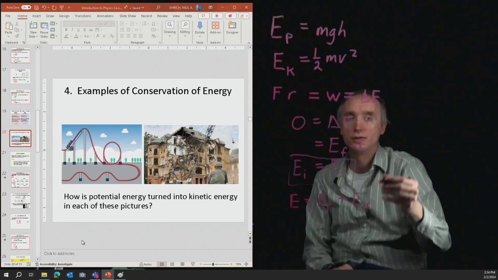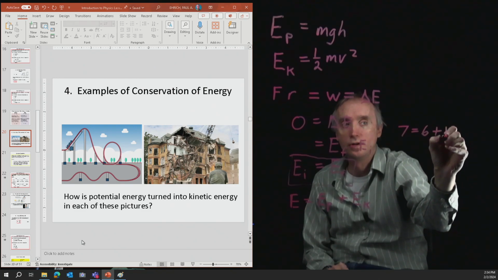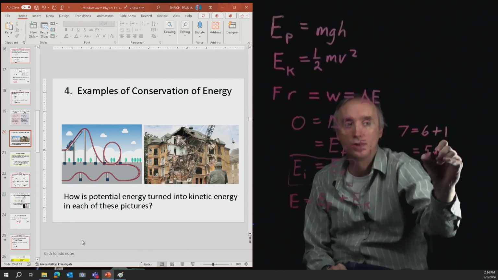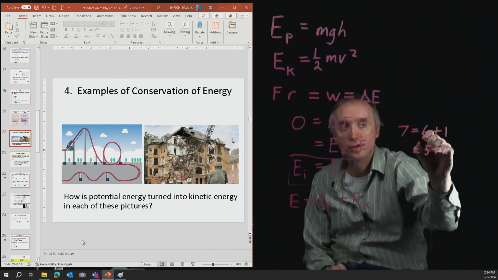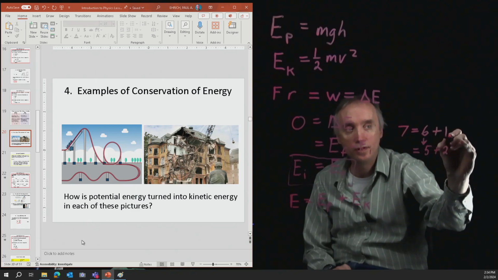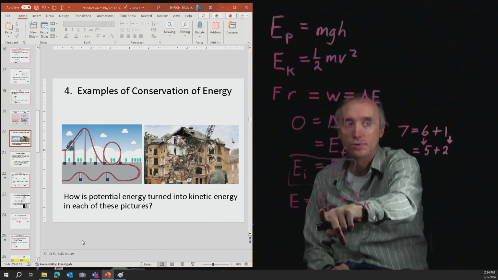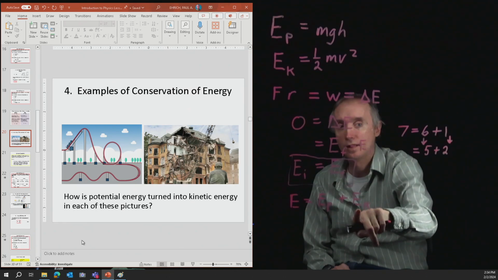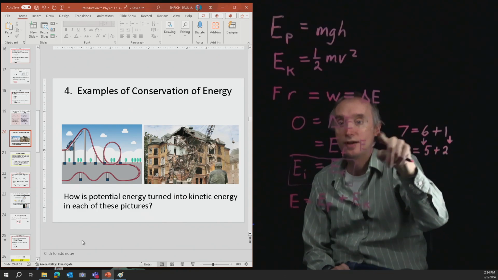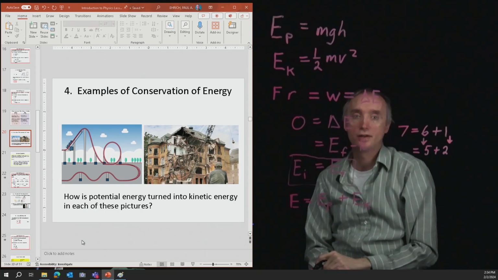So in algebra, you should know that 7 is going to be equal to 6 plus 1. But you should also know that it's going to be equal to, let's say, 5 plus 2. So do you see that this number here is getting smaller, but in order to compensate, this number here has to get larger? So imagine that one of these numbers is the potential energy, and then the other number is the kinetic energy. When you add the two numbers together, you get some total energy that doesn't change. The energy you start with is equal to the energy that you end with.